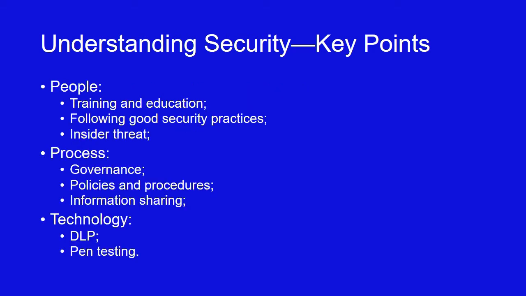When we look at those key issues of people, process, and technology, here are some examples of each. From a people perspective, training and education, following good security practices, and dealing with insider threats are critical steps to examine. Training and education can include web-based training and other forms of training, as well as practical steps such as how to deal with phishing campaigns, including fake phishing campaigns run by companies to test their employees.